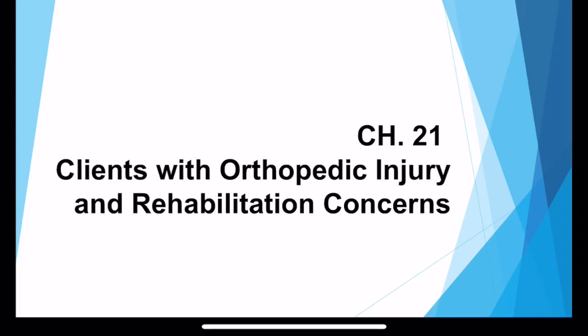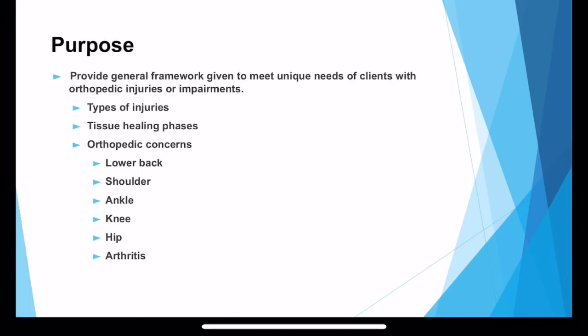Okay, so today we're going to go over chapter 21, and that has to do with clients who have orthopedic injuries and rehabilitation concerns. So it's going to give us a general framework so we can meet the needs of those clients. Today we're going to talk about some injuries, some phases of tissue healing, and some orthopedic concerns that we should just be aware of.